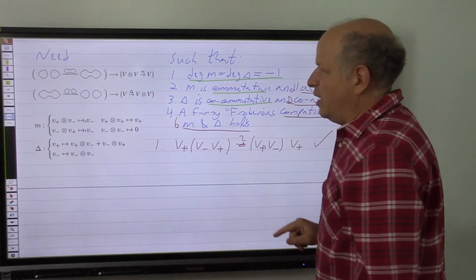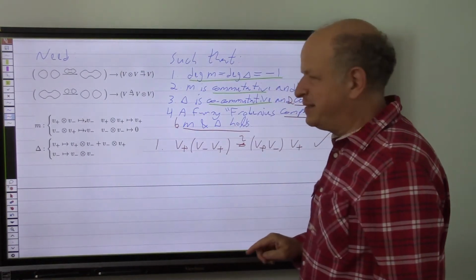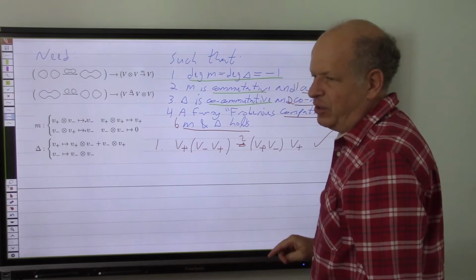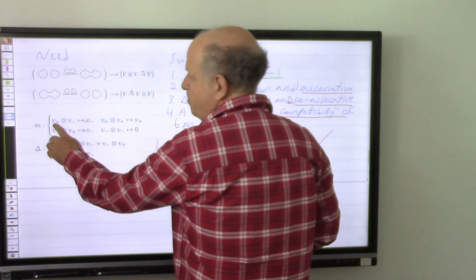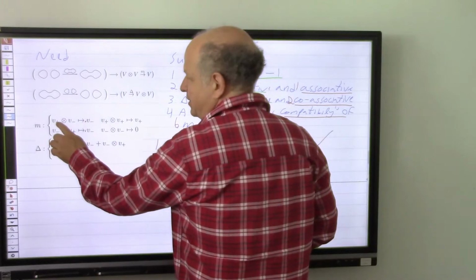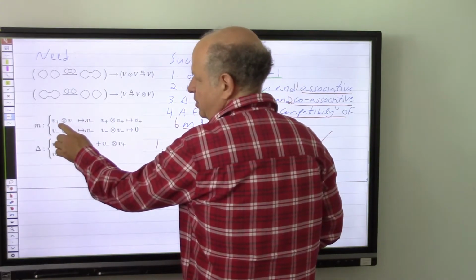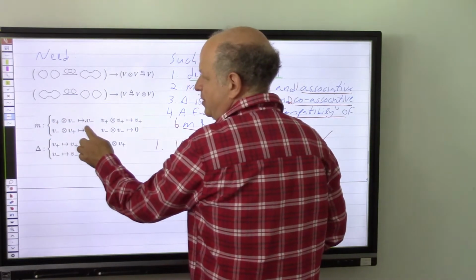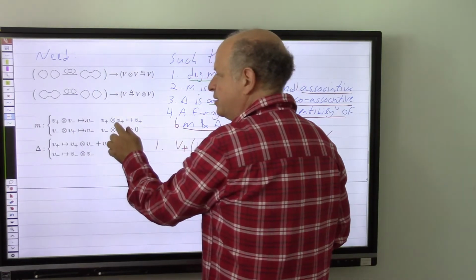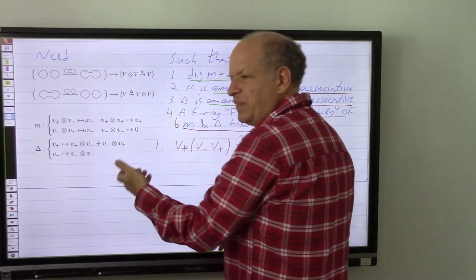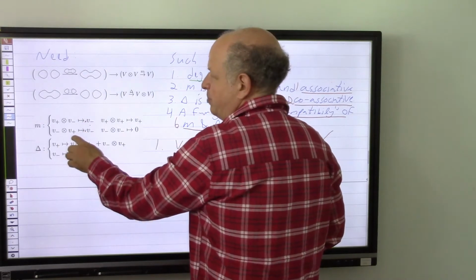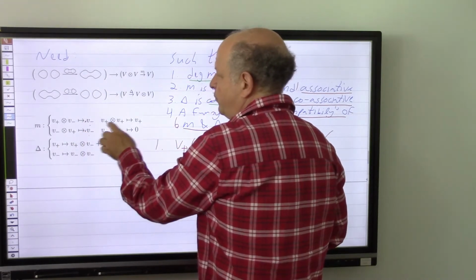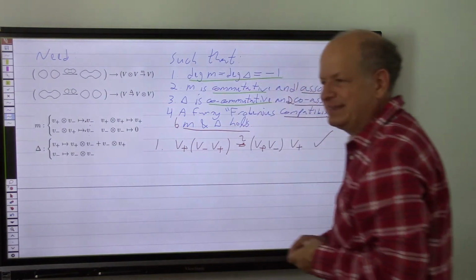Okay? Maybe it will be even easier if we noted that V plus is the identity element. So V plus times anything is back to the thing itself, right? V plus times V minus is V minus, V minus times V plus is V minus, and V plus times V plus is V plus. So V plus is an identity.